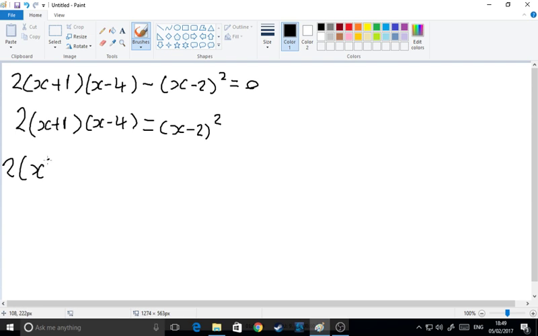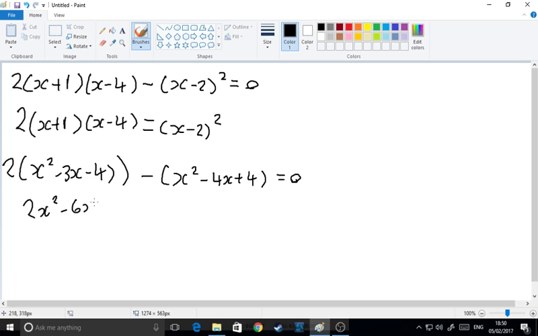2x squared minus 3x minus 4, minus x squared minus 4x plus 4, equals 0. We're going to end up with 2x squared minus 6x minus 8 equals x squared minus 4x plus 4, because we've moved this over to where the 0 was. Now we can start moving things over. X squared, you'd get x squared there. We move that over so it becomes positive, so we add on minus 2x. Move that over, minus 12 equals 0.